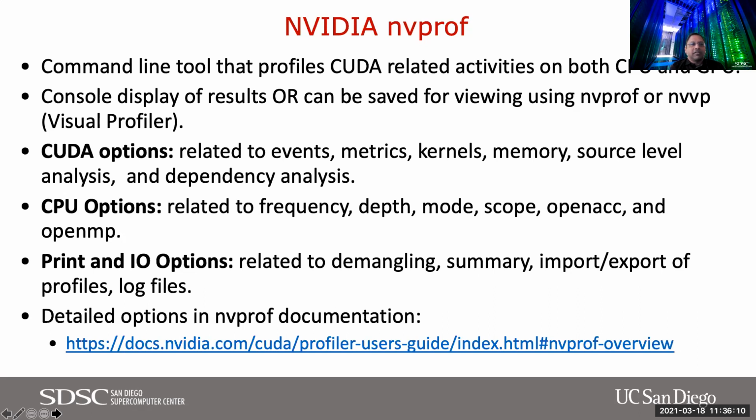In terms of what kind of options you have for CUDA, you can look at events, different kinds of metrics, kernels and memory, source level analysis, dependency analysis, and so on. And then for CPU, you can look at basically OpenACC, OpenMP, and so on. And I'll look at some of the options. And there are print and IO options related to what level of summary and import export of profiles and so on. There's a long list of options. So if you want to look at the details, you should go to the link that's out there.